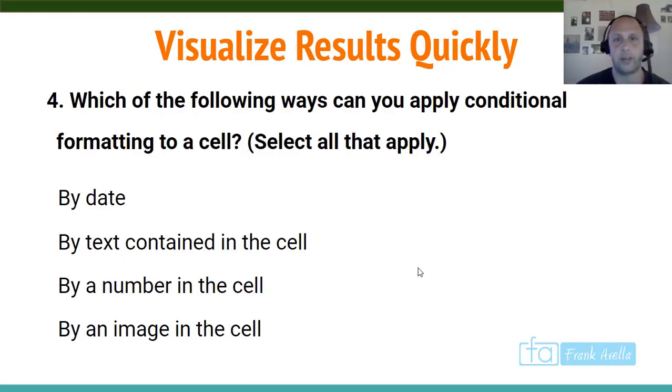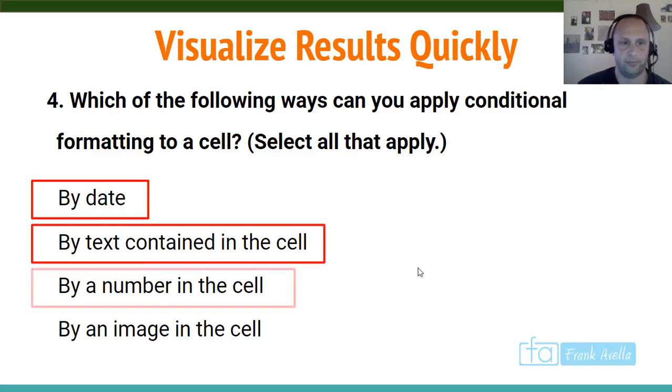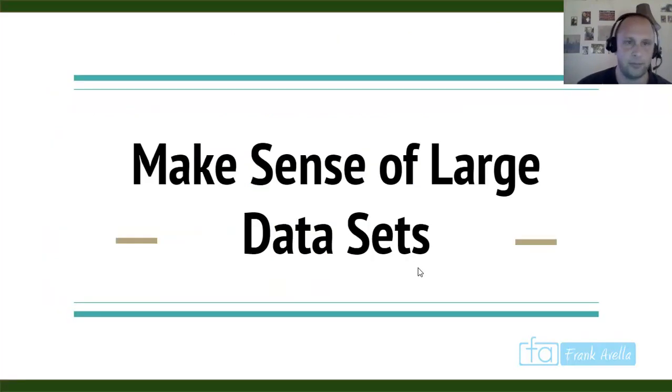Okay. Which of the following ways can you apply conditional formatting to a cell? One of these isn't going to work, so just take a look here before I even show you the answer. Are you going to be able to insert an image in a cell? No, right? So that's not going to be one. But Google wants to show you all the things you can do: numbers, text, dates.